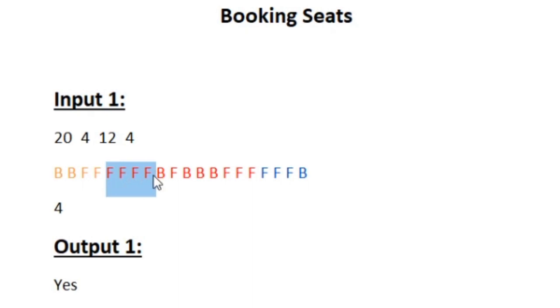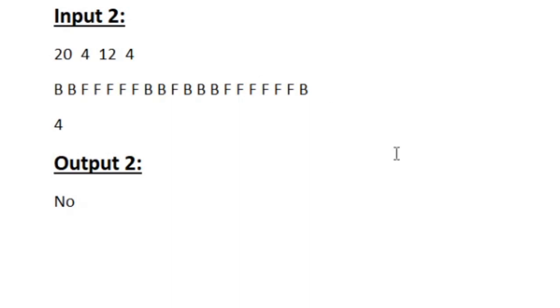So here in the Y block there are 4 continuous seats and they belong to the same block. So for the sample input 1 we print yes as our output. Now let us see our sample input 2. So here the value of n is equal to 20 and then x is equal to 4, y is equal to 12 and z is equal to 4. And in the second line we are given 20 characters as input, and then in the third line the value of k is equal to 4.